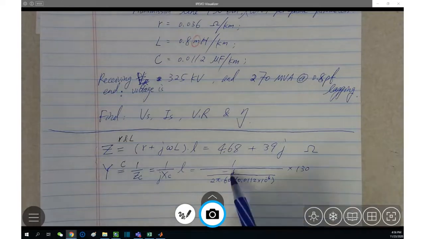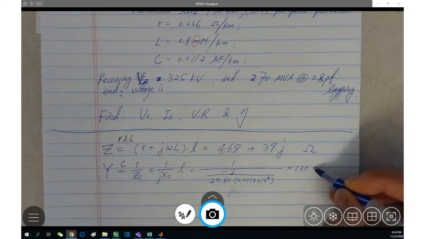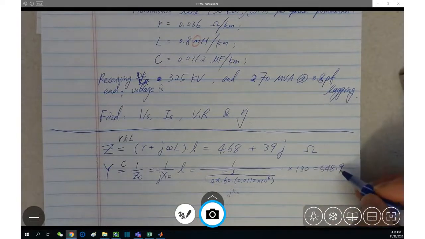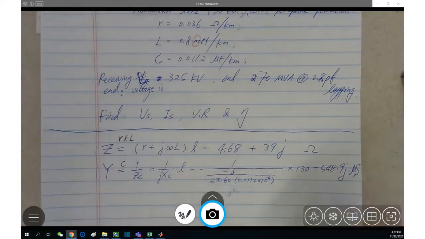The denominator here is the jX_C. And then this result is going to be 548.9j micro Siemens.